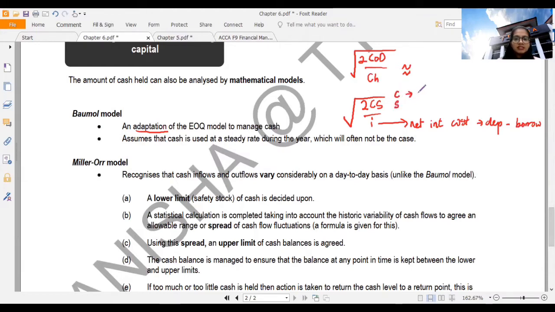C is your transaction cost, while S is your total cash required. As I said before, you are assuming that cash is used at a steady rate during the year, but in reality, no, because sometimes you may require a higher amount of cash and sometimes a lesser amount. So now let's try to do one question relating to the Bomber model. You can look at your lecture examples.